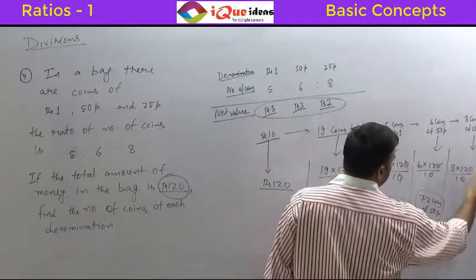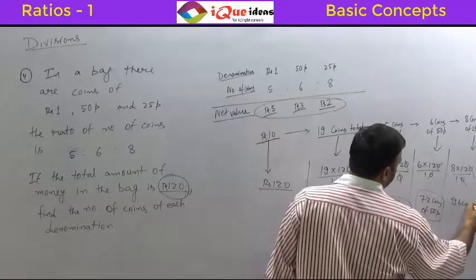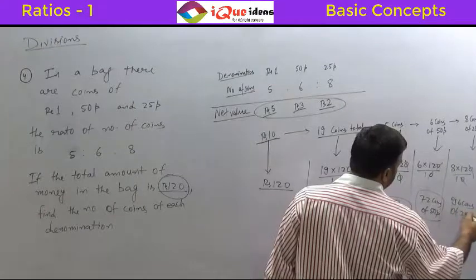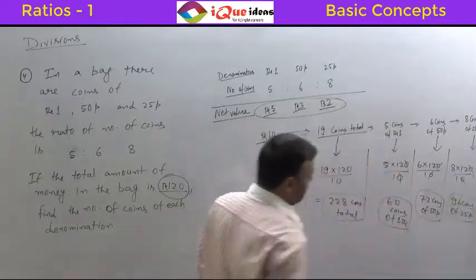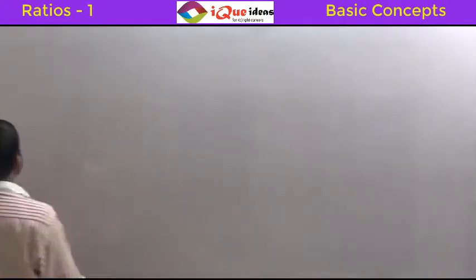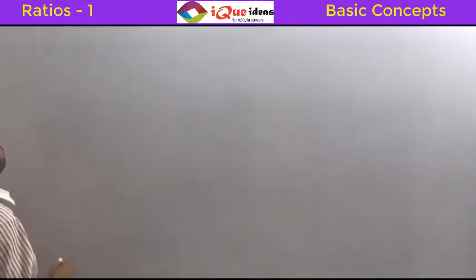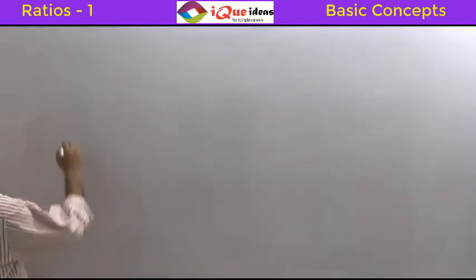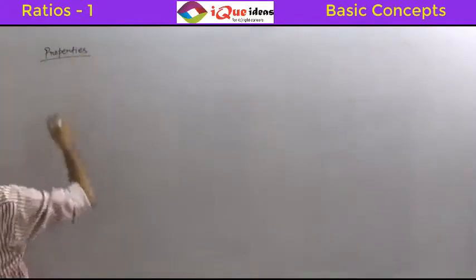And this will be 96 coins of 25 paisa. So whichever you want to calculate, you can calculate like this. Right, so these are some good examples of ratio. Okay, so now in this section, we will take some theoretical properties of ratios and combinations of ratios.